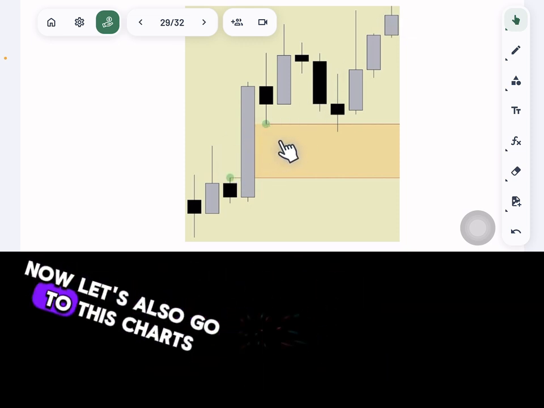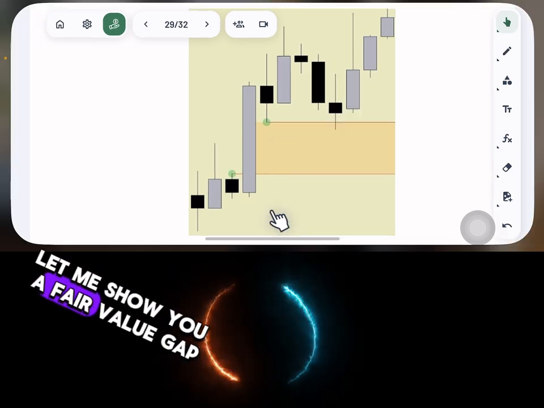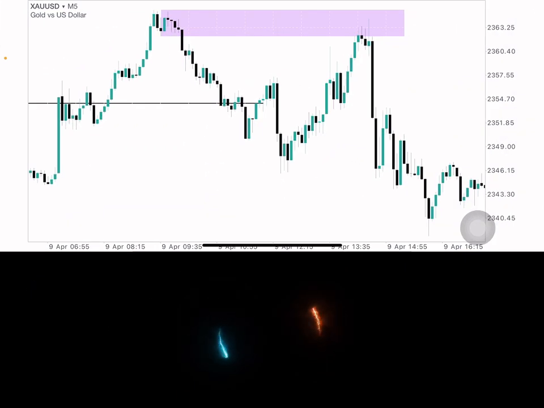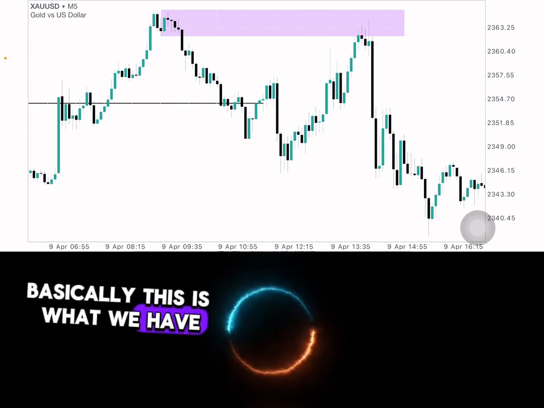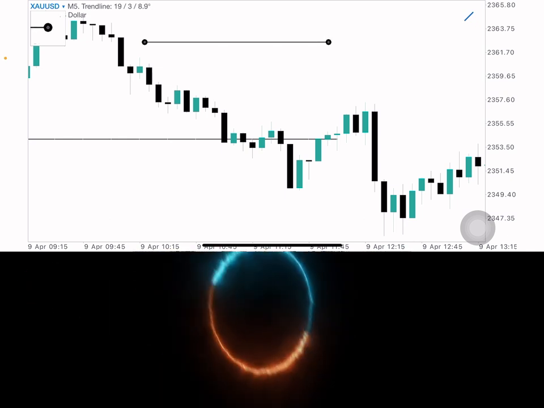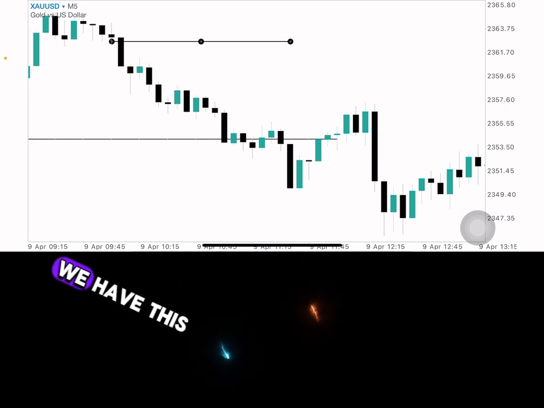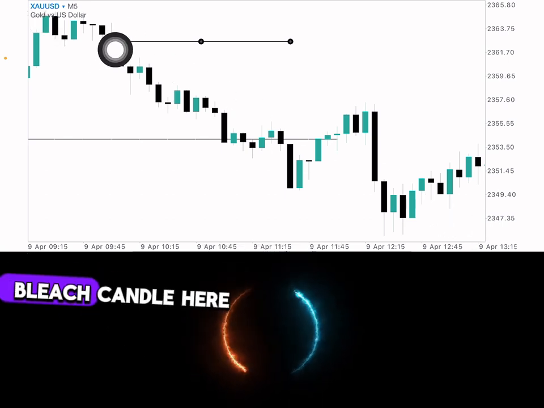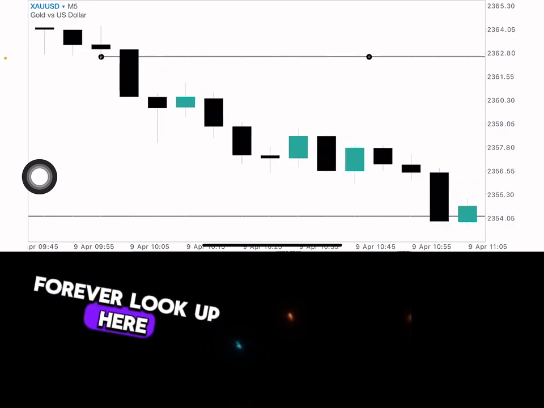Now let's also go to the chart. Let me show you a fair value gap. Okay, so basically this is what we have here. This here is a fair value gap. You have 3 candles here. You have this very candle, this bullish candle here, and this other one. So I want to show you the fair value gap here.